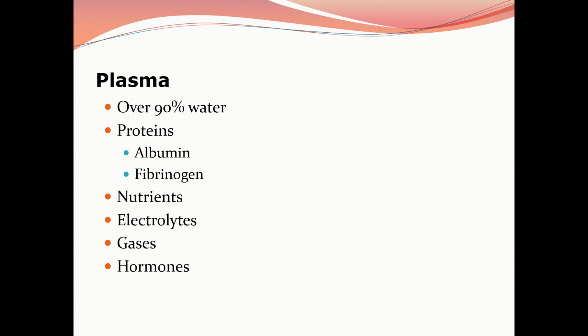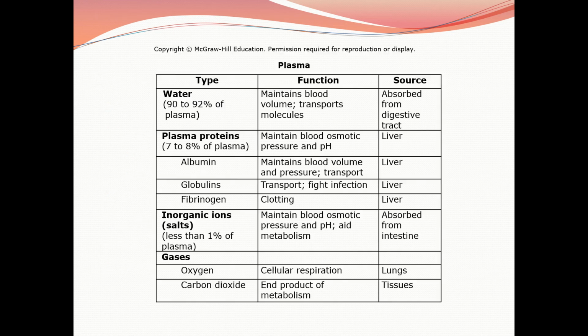Plasma is over 90% water. It contains the proteins albumin and fibrinogen. It also contains nutrients, electrolytes, gases, and hormones. This table describes the contents of plasma. Water, 90 to 92% of the plasma. Proteins are 7 to 8% of the plasma. Inorganic ions like salts are less than 1% of the plasma, and then gases.